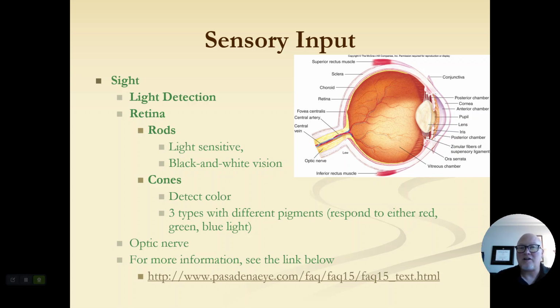There are two types of cells on the back of your retina: rods and cones. Cones are necessary for detecting color. Rods detect black and white, but they're way more light sensitive. That's why when it's dark, we tend to see things in more black and white. Then we have the optic nerve that comes away from the eye, and this sends a visual signal directly to the brain.